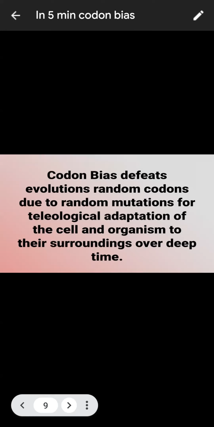So codon bias defeats evolution's random codons due to random mutations. Instead, we have a teleological adaptation of the cell and organism to their surroundings over deep time.